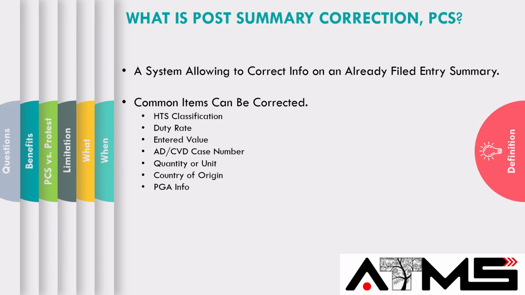The common items that can be corrected include incorrect HTS classification, incorrect duty rate, incorrect entered value, missing AD/CVD case number, quantity or unit errors, country of origin errors, and missing information required by a partner government agency, or PGA. Instead of filing a protest later, importers can use PSC through the ACE system to correct errors more quickly and efficiently.